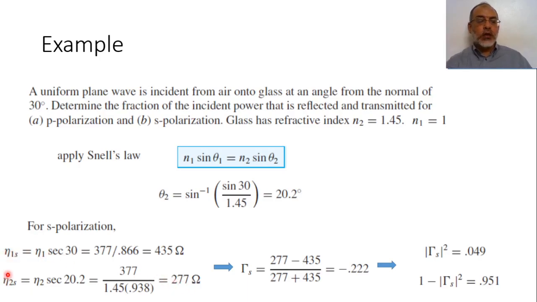Now, the reflection coefficient for perpendicular polarization would be eta 2s minus eta 1s over eta 2s plus eta 1s, which is minus 0.222. Now, the ratio of the reflected power to the incident power would be gamma s squared, which is 0.049, and the ratio of the transmitted power to the incident power would be 1 minus gamma s squared, which is 0.951. Okay? All right.